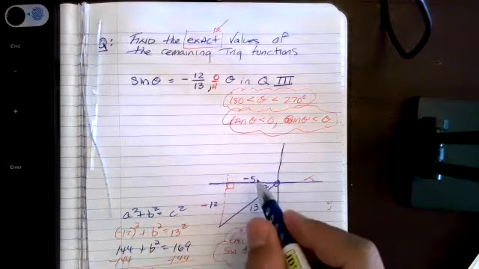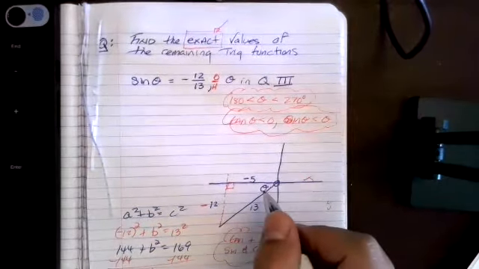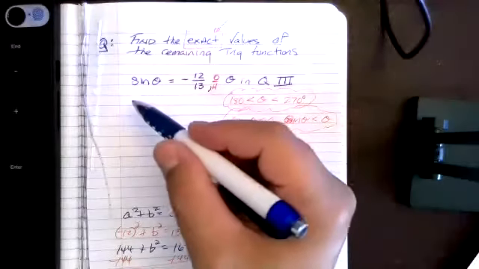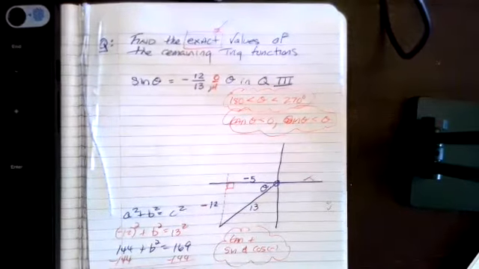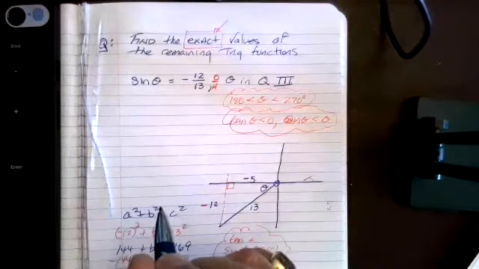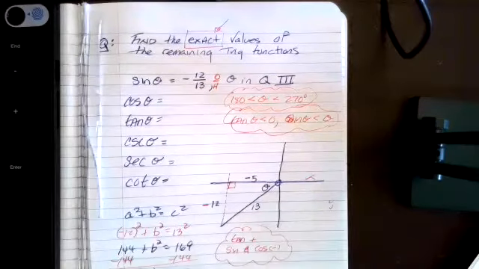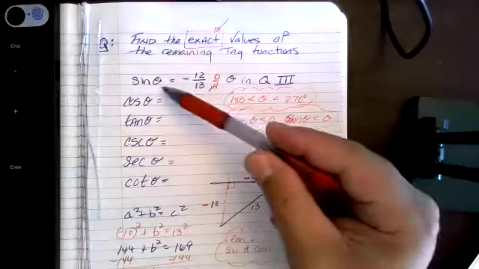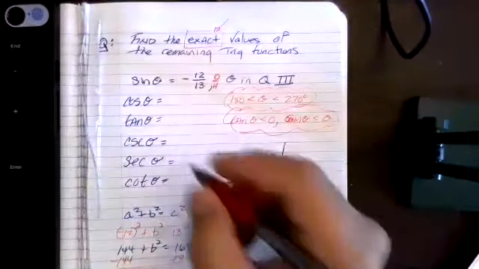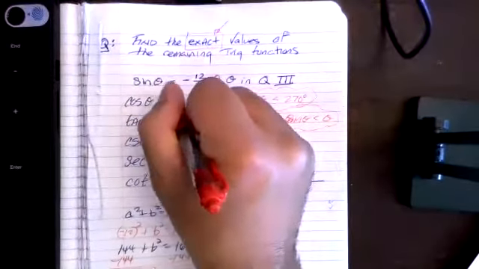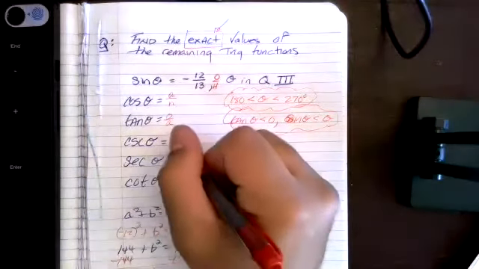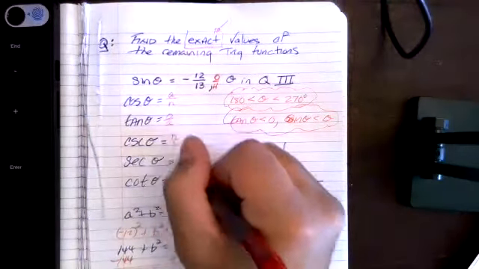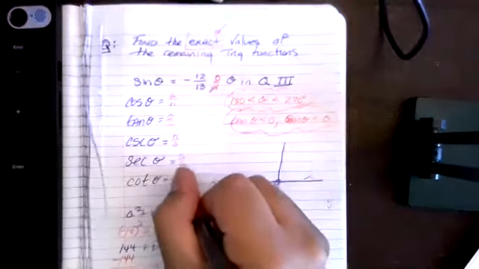So now we have all three sides, so it's easy to find our remaining trig functions. Let's write them out here. We're going to have sine, cosine, tangent, cosecant, secant. So these are the 6 trigonometric functions. We were given sine is negative 12 over 13. I know cosine is my adjacent over my hypotenuse. Tan is opposite over adjacent. And then here we have the reciprocals.